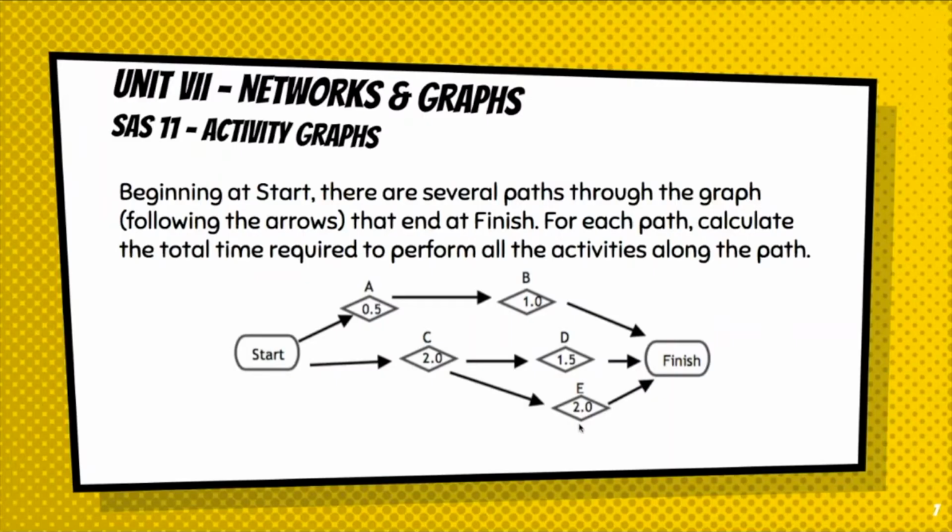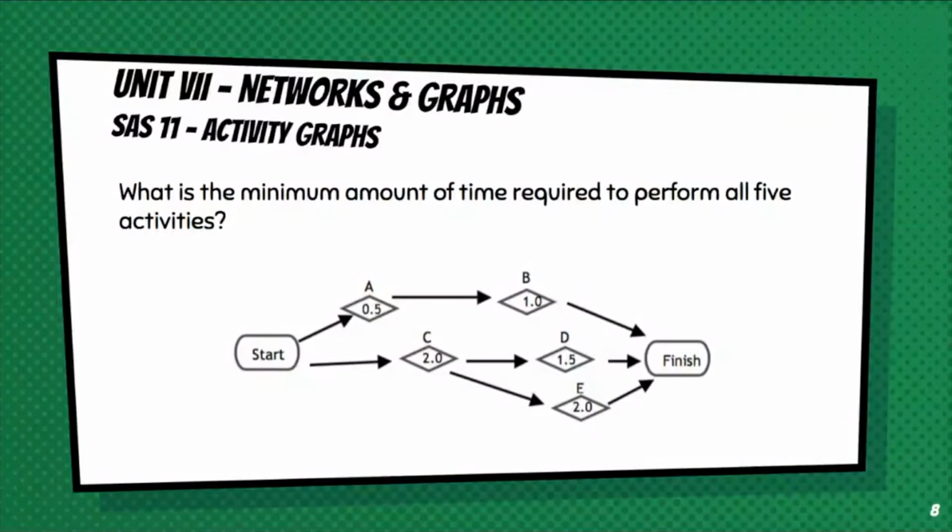Now, note that all three of these pathways can happen simultaneously, which means at the same time, if you did not know that. So what is the minimum amount of time required to perform all 5 activities? The minimum amount of time required to perform all activities in an activity graph is the amount of time it takes to finish the longest pathway, the maximum time pathway.